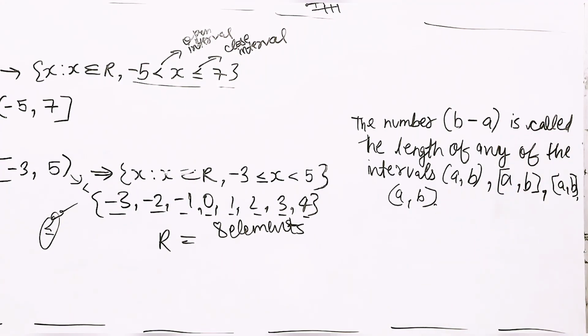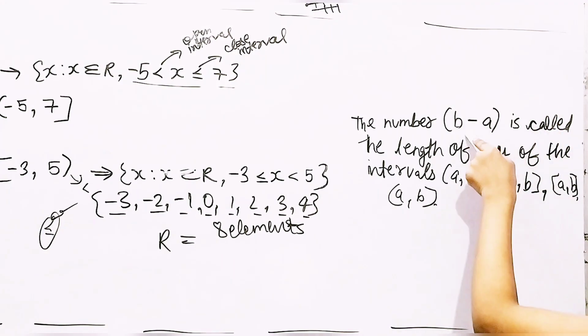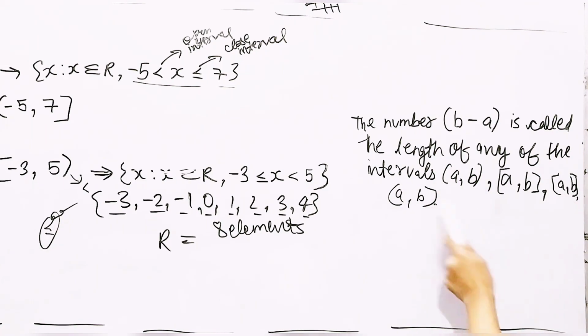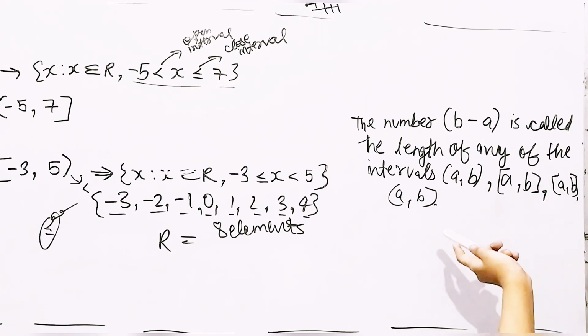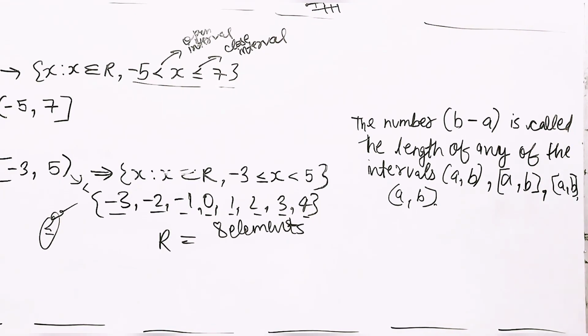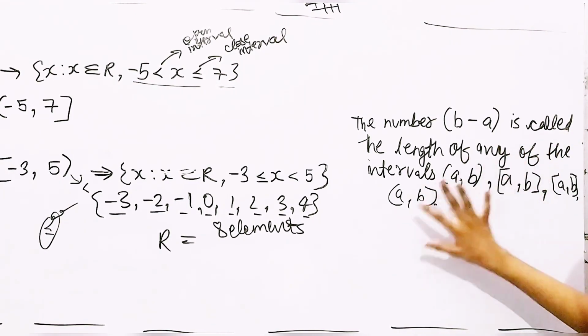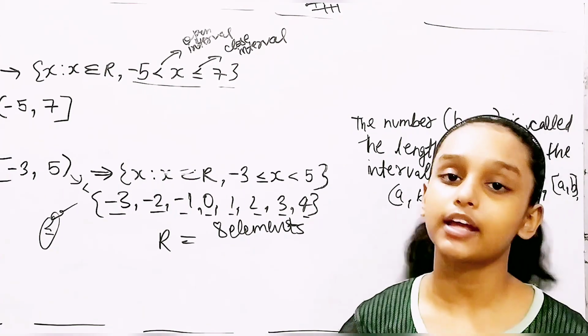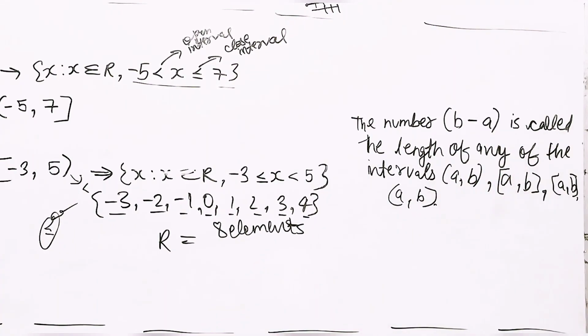So if we have an open interval, b minus a is simply called the length of any of the intervals. It can be an open interval, a half closed interval, or a closed interval. So any of the 4 ones we have. Okay, so let me rub the board and then we're going to continue on to the topic, power set.